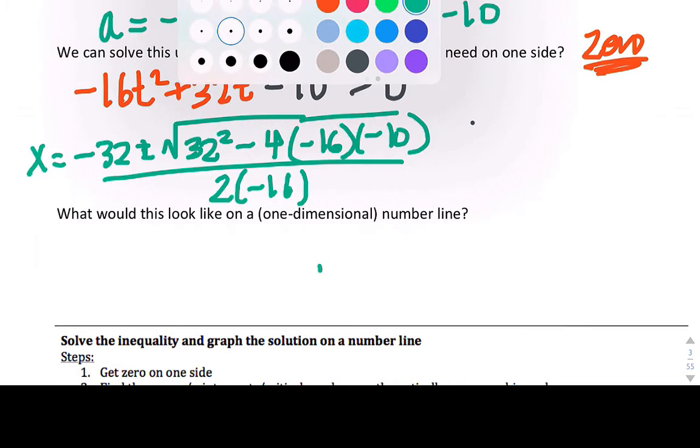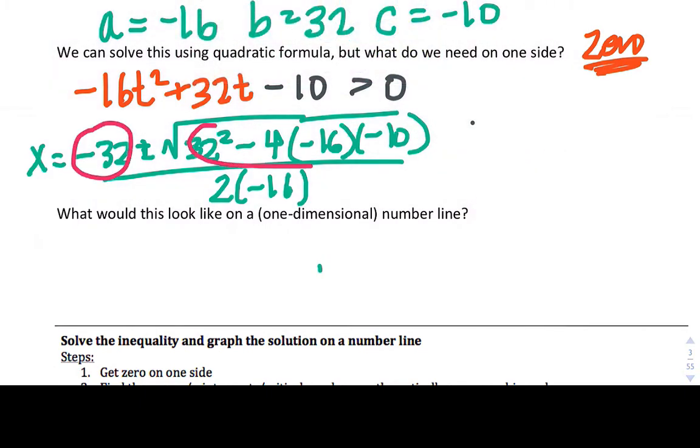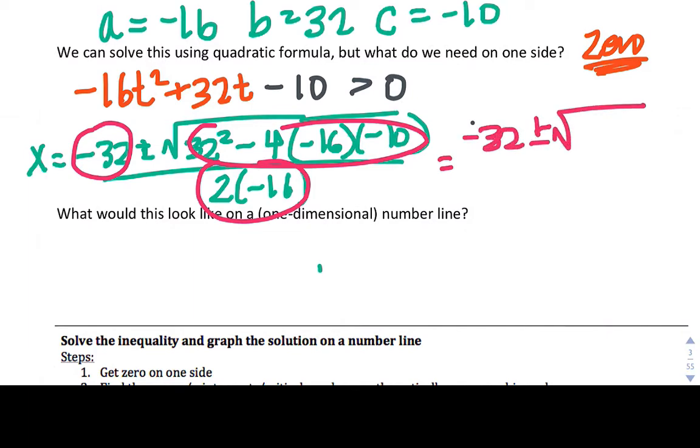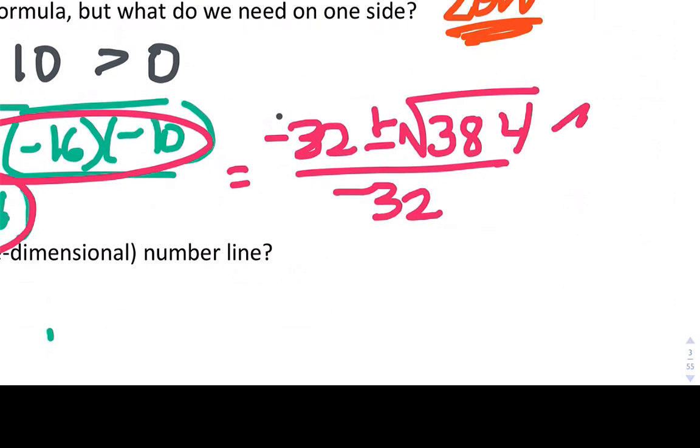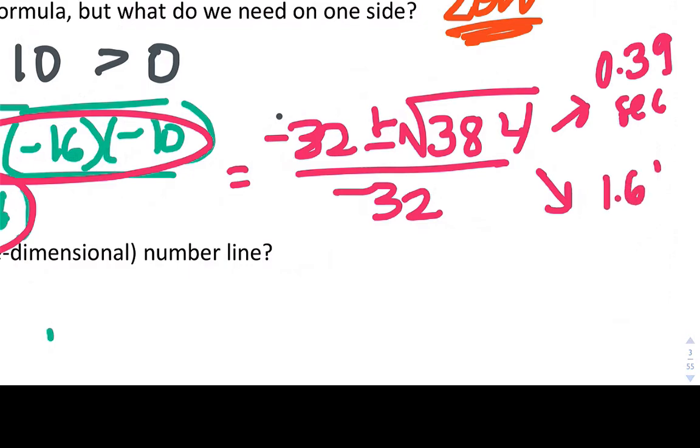Figure out your 3 numbers here. So we get negative 32 plus or minus the square root of 384 all over negative 32. So then I'm going to split that up and get 2 answers. So one of my answers is at 0.39 seconds. And my other answer is at 1.61 seconds.